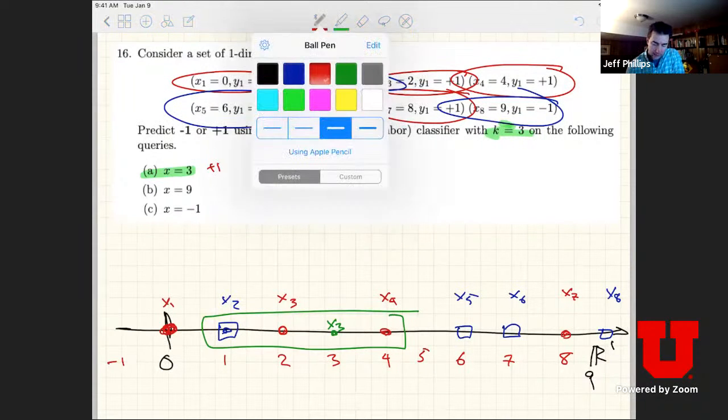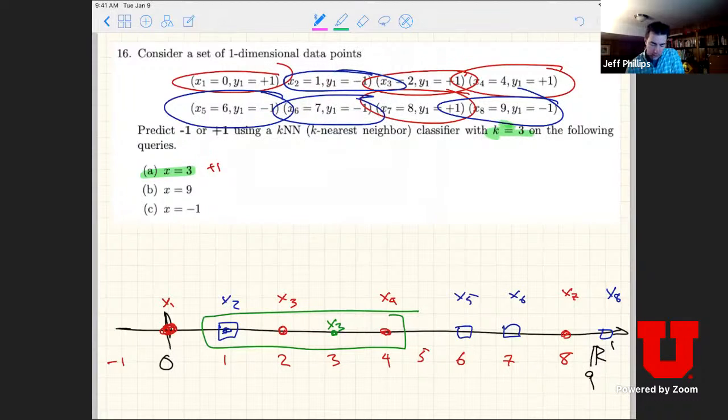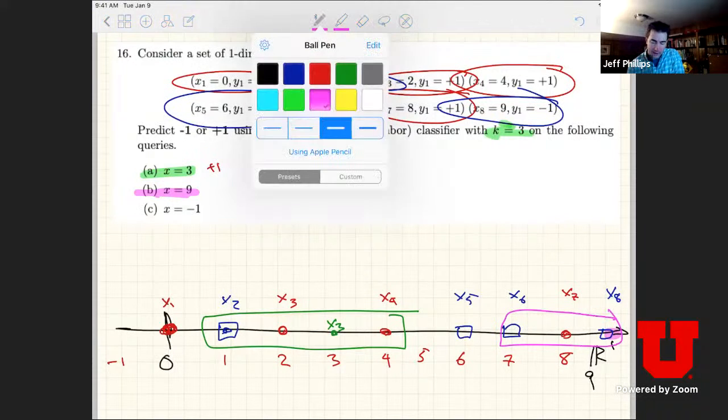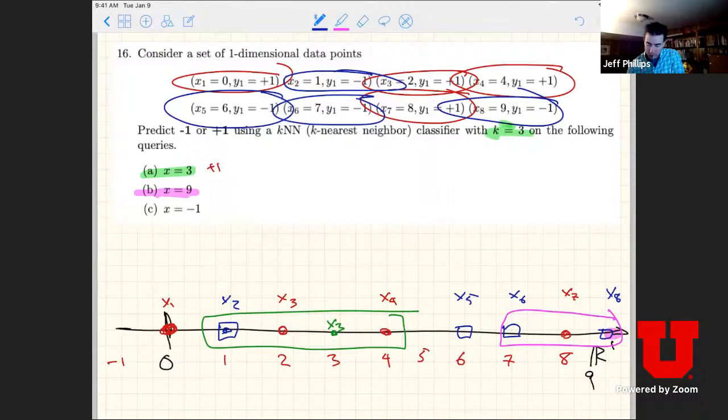Okay, the next query is going to be x equals 9. And that matches one of the data points. And I want to find the 3 closest ones. That's 2 negatives and 1 positive, right? So this is a minus 1. It votes. It counts how many are in the 3 nearest neighbors, and sees which is more.